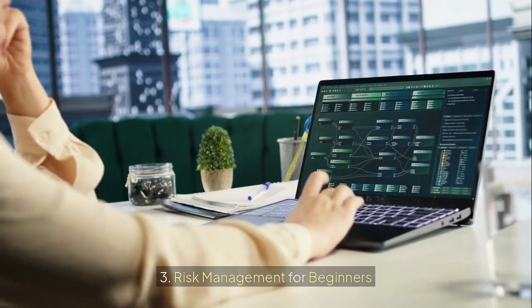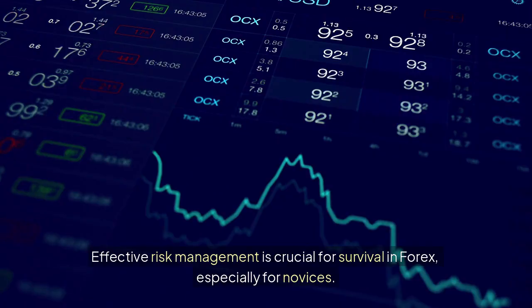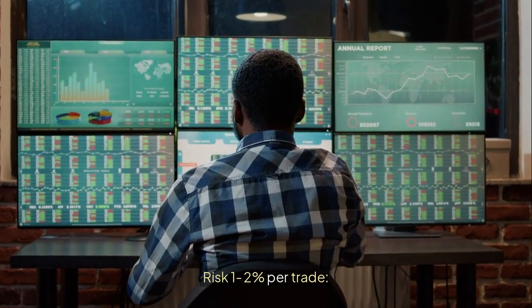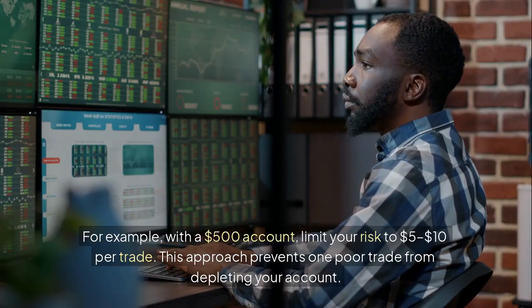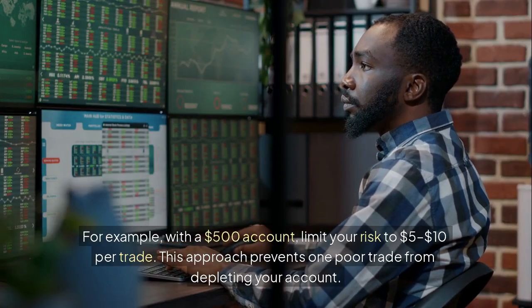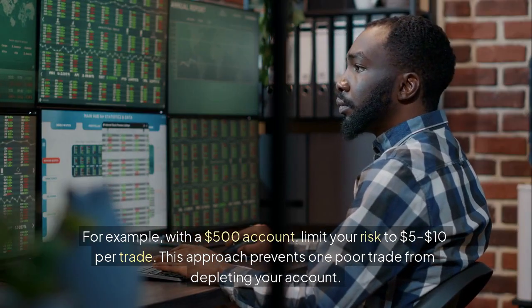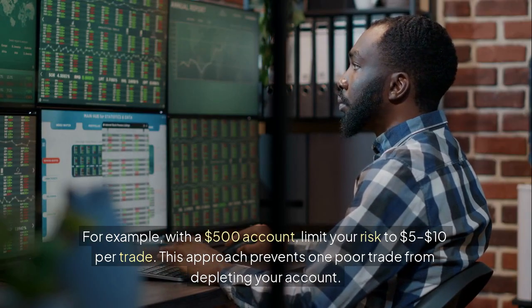3. Risk management for beginners. Effective risk management is crucial for survival in Forex, especially for novices. Risk 1-2% per trade. For example, with a $500 account, limit your risk to $5 to $10 per trade. This approach prevents one poor trade from depleting your account.